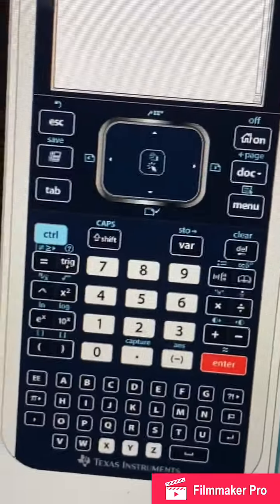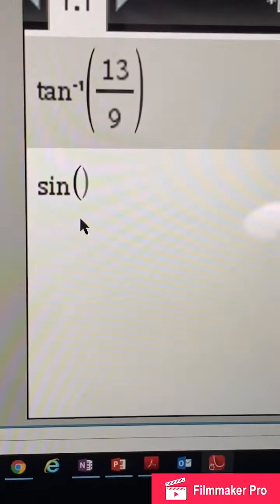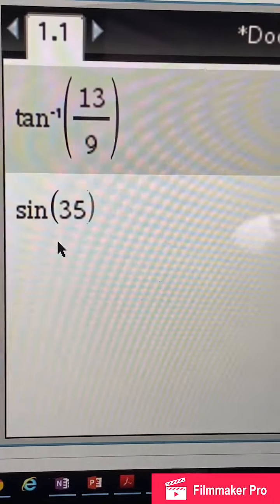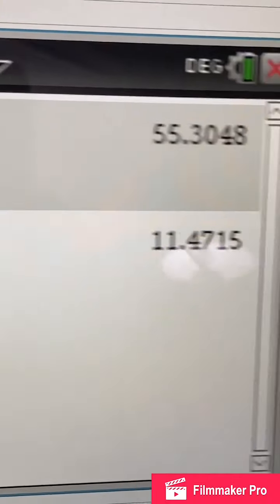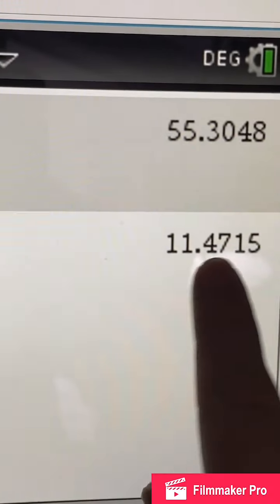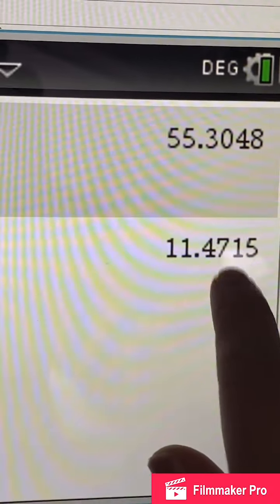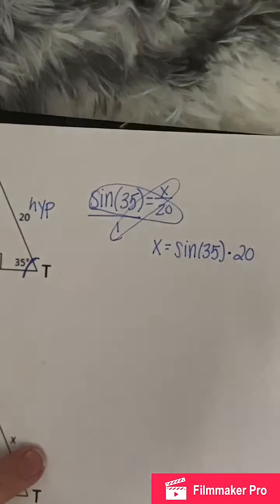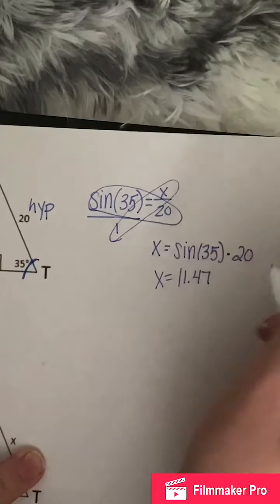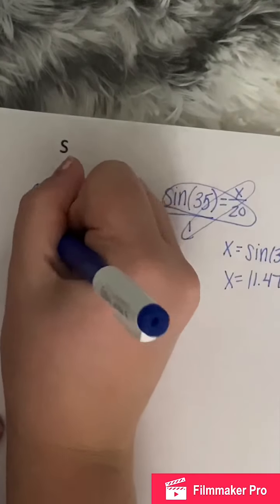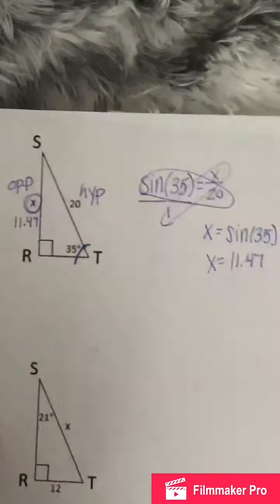So to do that, we go to trig, sine of 35, and make sure you go outside of the parentheses to multiply by 20. And you get this. We have to round to the nearest hundredth, so the 1 tells us to keep it the same, meaning that that side is 11.47. So this side length is 11.47.